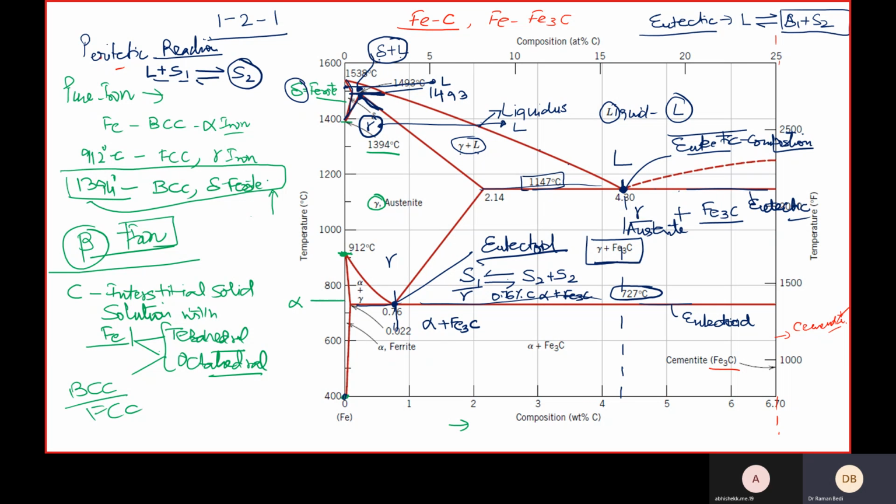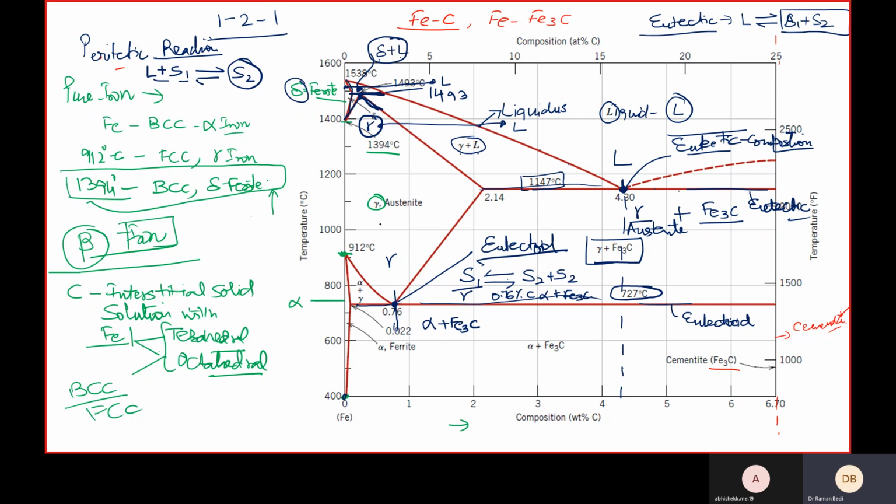So just to remind you of the important reactions in an iron carbon diagram, looking from the lowest temperatures: the first one happens at 727, called the eutectoid reaction. Second, the eutectic reaction, happens at 1147. And third, the peritectic reaction happens at 1493. Out of these, eutectoid and eutectic reactions are more important to us. Peritectic reactions are not that important, and we will not talk about the details of this reaction.